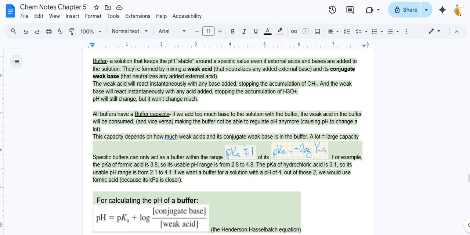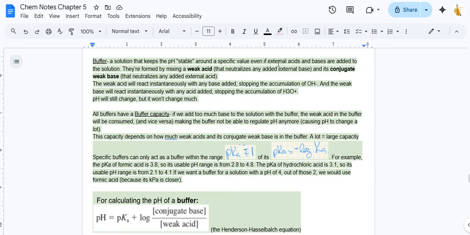Now another topic, buffers. A buffer is a solution that keeps the pH stable around a specific value even if external acids and bases are added to the solution. They're formed by mixing a weak acid and its conjugate base, a weak base.